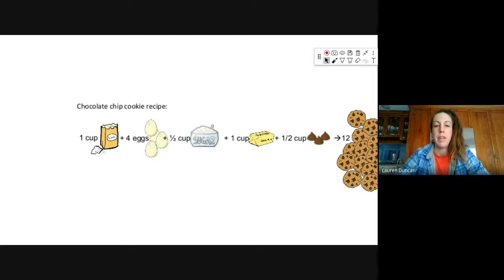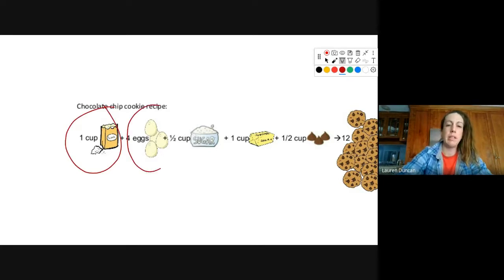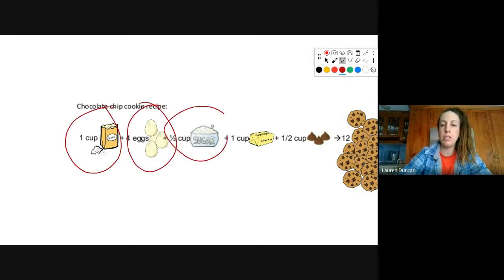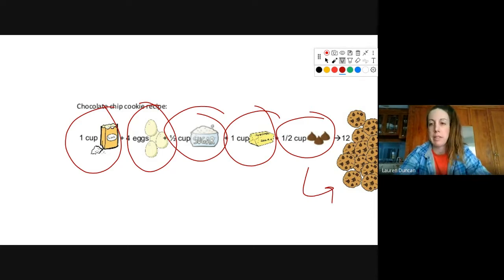All right, let's pretend I had this recipe for making chocolate chip cookies. And I don't think the cookies would be very good, but let's pretend this is my recipe. 1 cup of flour plus 4 eggs, that's ridiculous, plus 1/2 cup of sugar, plus 1 cup of butter, plus just 1/2 cup of chocolate chips would make 12 chocolate chip cookies. Okay, so that's my recipe for making 12 chocolate chip cookies.